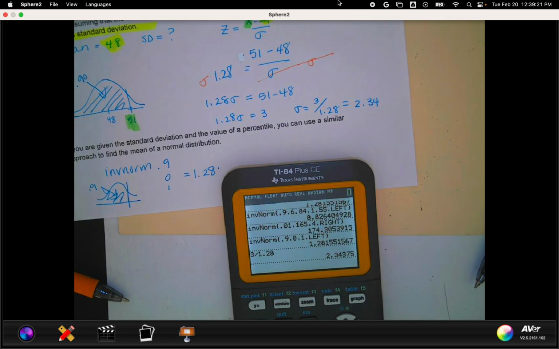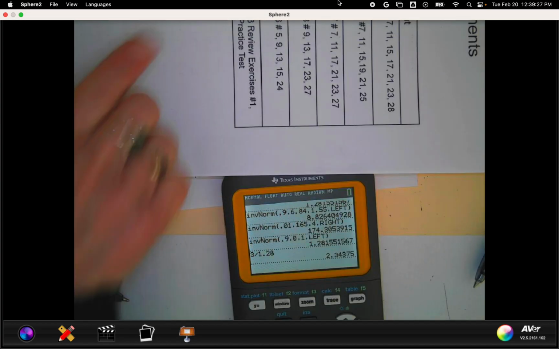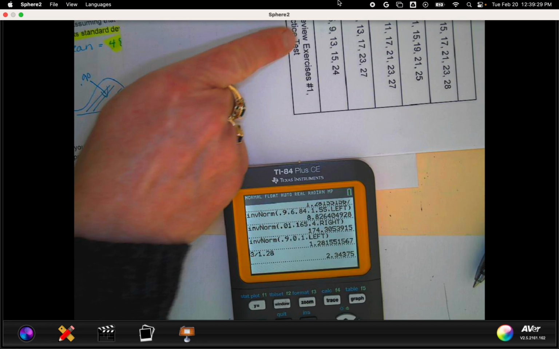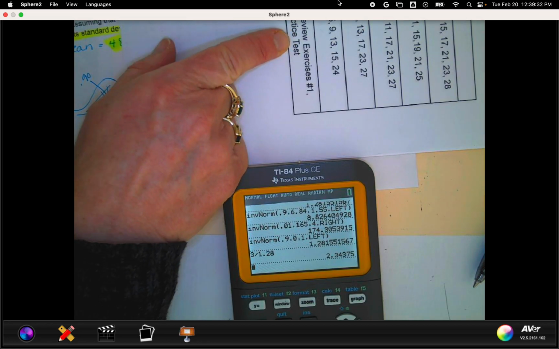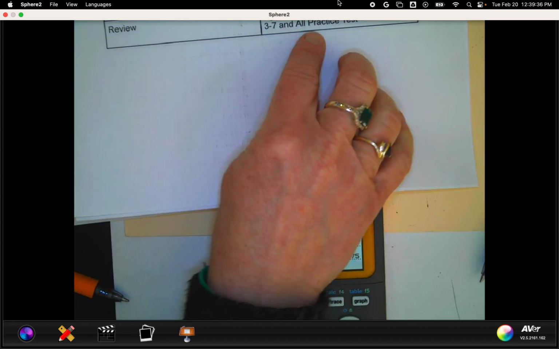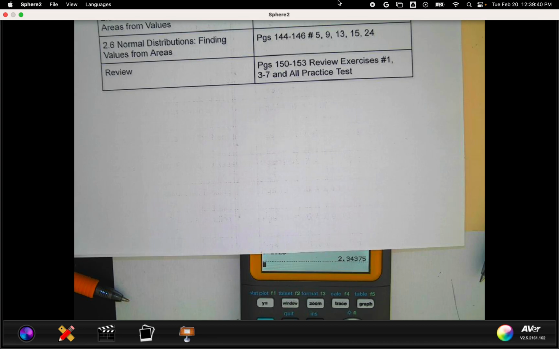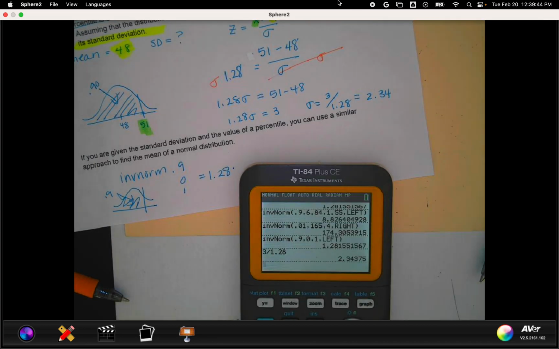On Thursday, I will check that that is done. We will go over these answers. And then on Thursday, you can keep working on the review. If you finish this packet that I'm going to give you now early, then you can start the review tomorrow also. Does that make sense? So this I want done by Thursday so we can go over it on Thursday. And then remember the test is going to be on Friday.